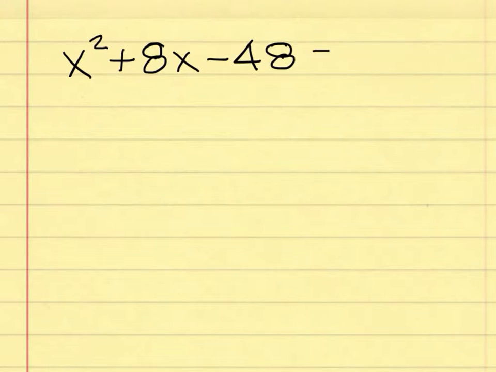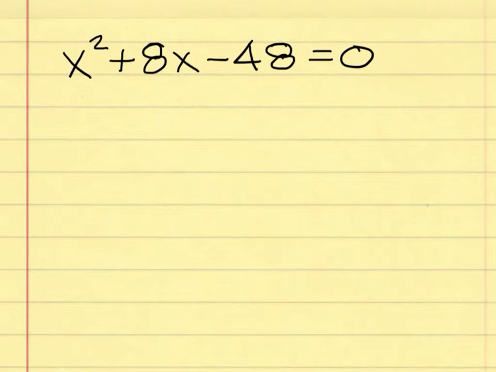The following is an example problem. The following is a practice problem. The practice problem is x squared plus 8x minus 48 equals 0. Solve that by completing the square.